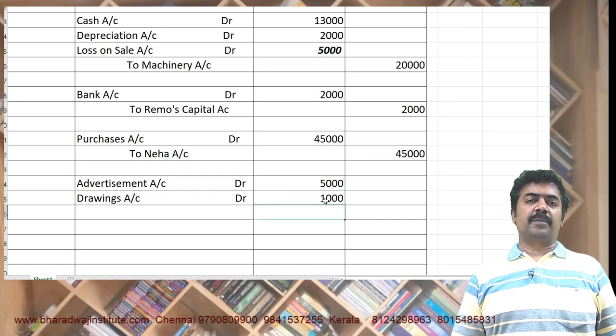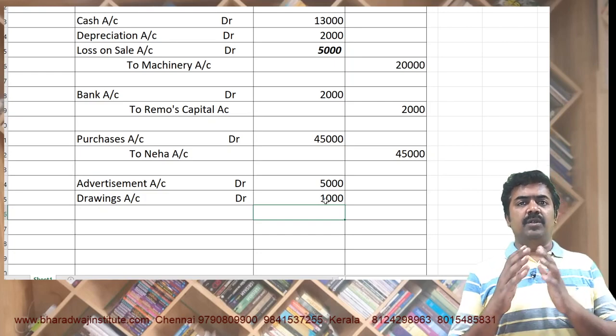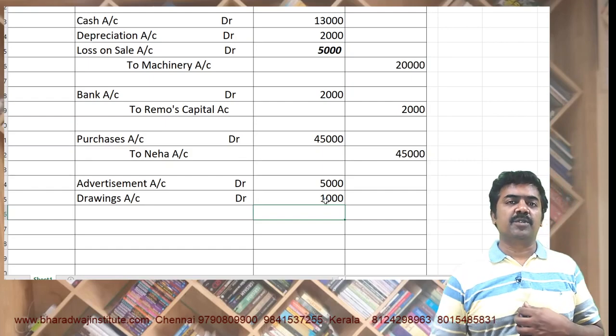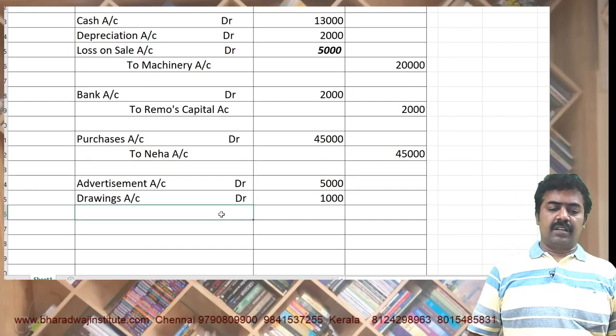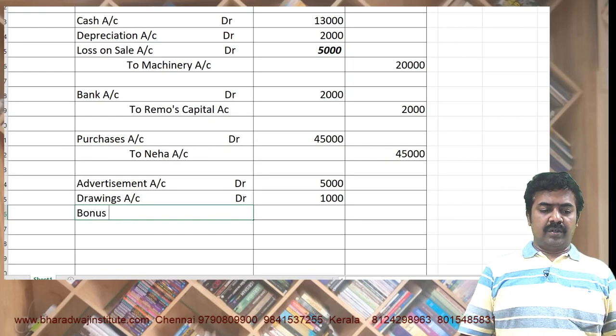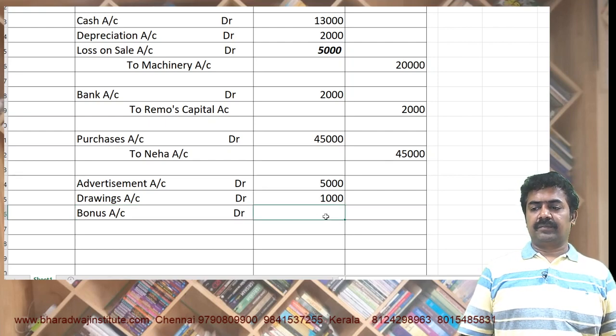Whenever you are taking goods for personal use, let it be cash or goods, any money from the business, when you take it for personal use, that becomes your drawings. Drawings account debtor 1,000. Then bonus account debtor, or you can put employee benefit expenses account debtor.